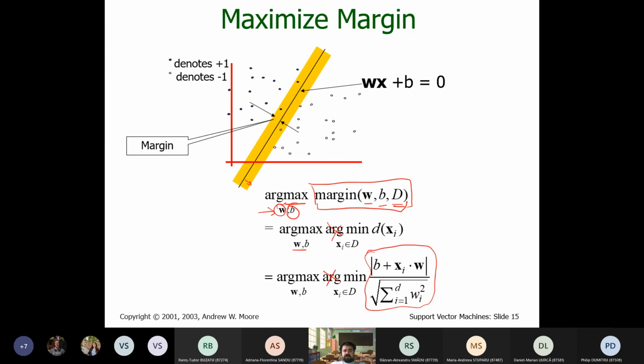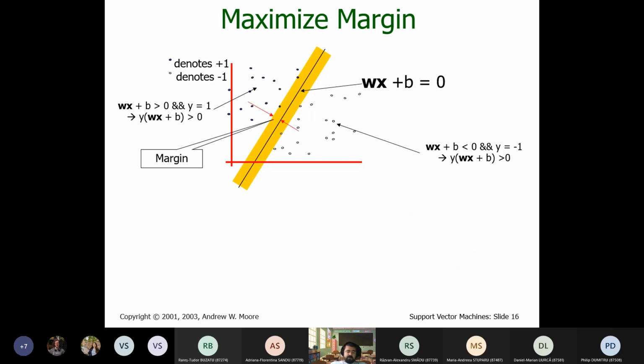So this is the definition of the SVM. This is what we would like to have: to find out what are the w and b that will maximize the minimum distance of this form of all the points. And now let's see one more thing.